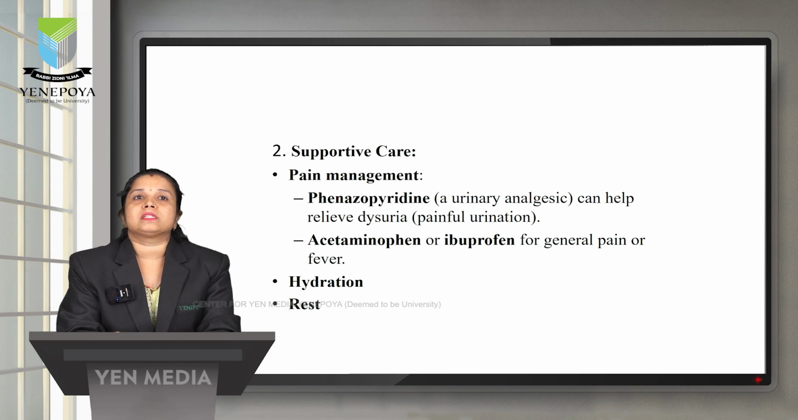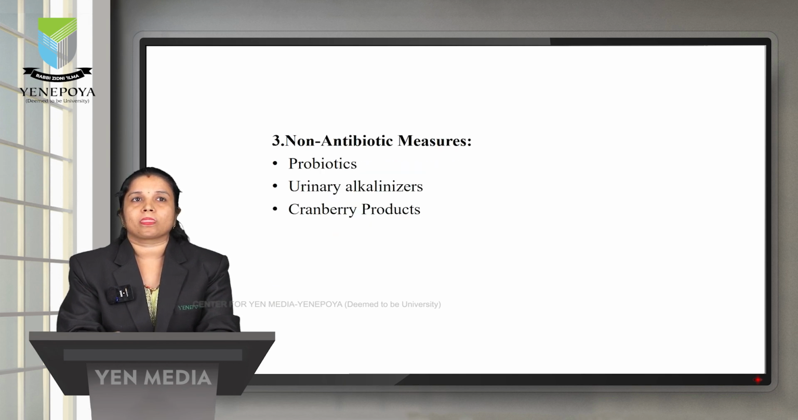And second is supportive care. Here, which includes pain management. The drug of choice is urinary analgesics, which includes phenazopyridine, which can help to relieve dysuria in case of painful urination. Then other than that, acetaminophen or ibuprofen for general pain and fever. So supportive care not only involves pain management, it also includes hydration and adequate rest.